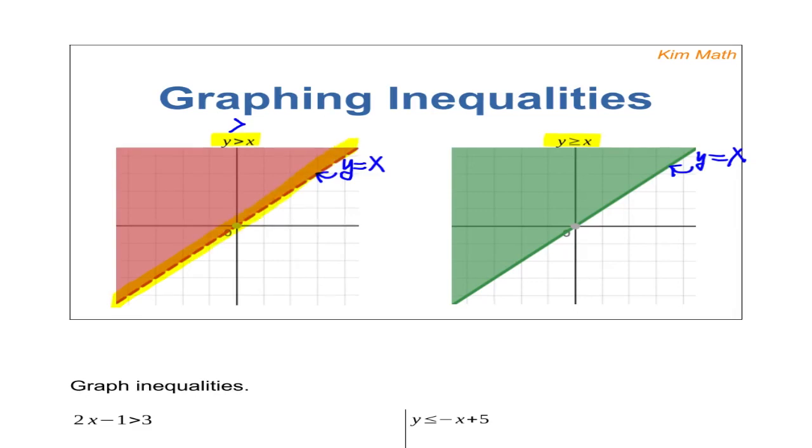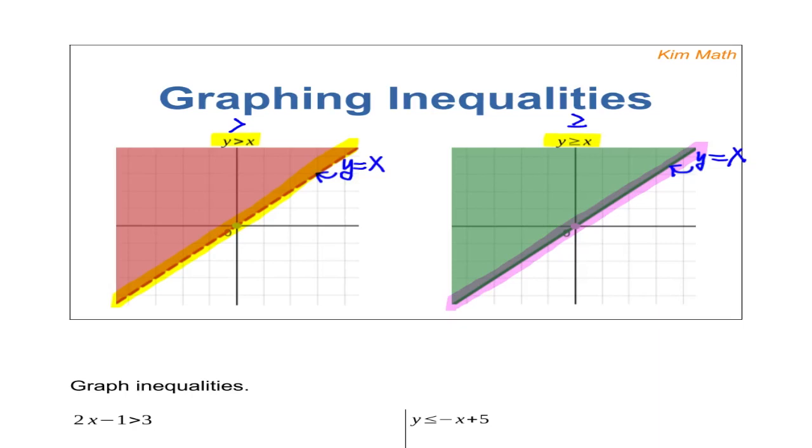Okay? But the second example, y is greater than or equal to x, you have a greater than or equal to symbol. If we have an equal to, when you draw a line, please use the solid line. Okay, that is the main difference. And the next step we must do is to decide which area is our answer.